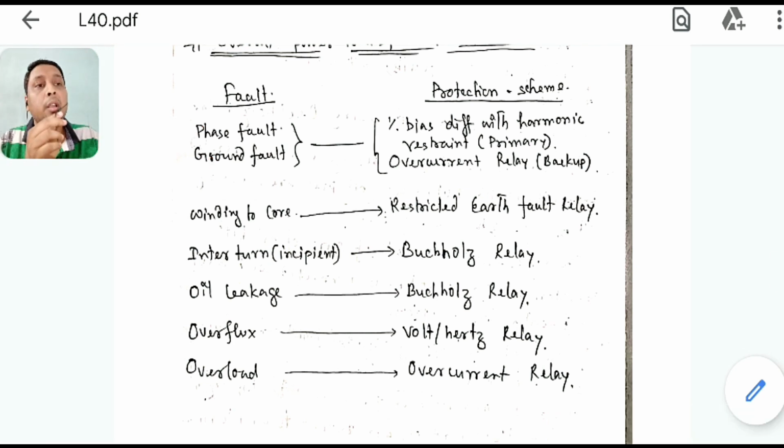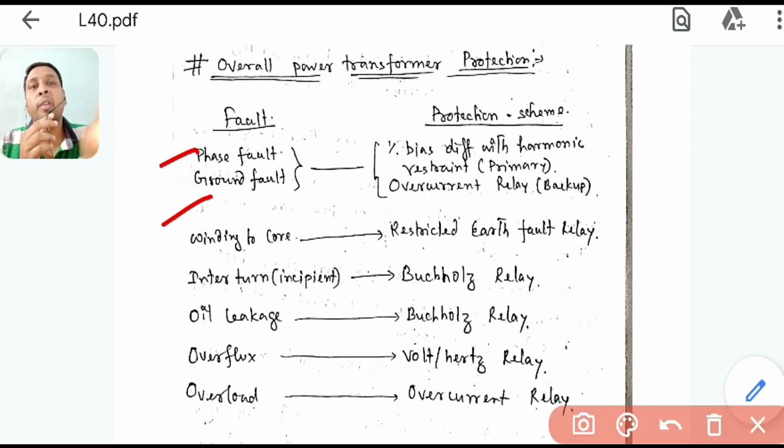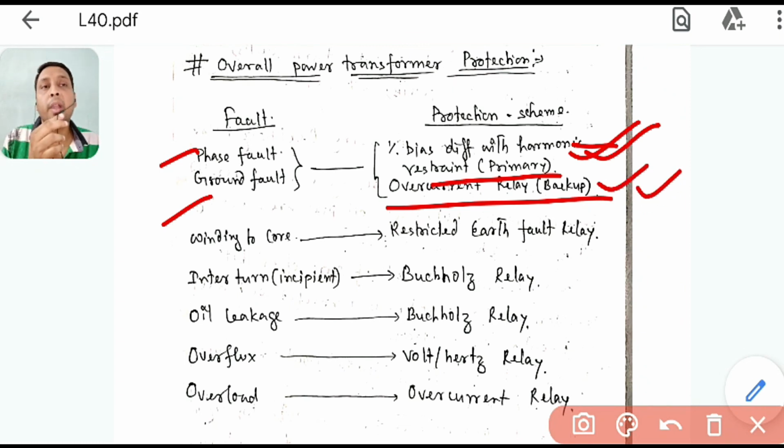In a nutshell, what was the overall transformer protection? There are phase faults and ground faults. We have used percentage bias differential with harmonic restraint, which is your primary protection. And if it fails, then the overcurrent relay will act as backup protection.